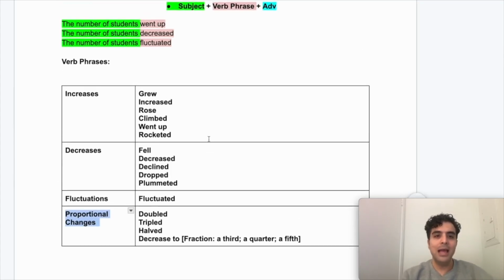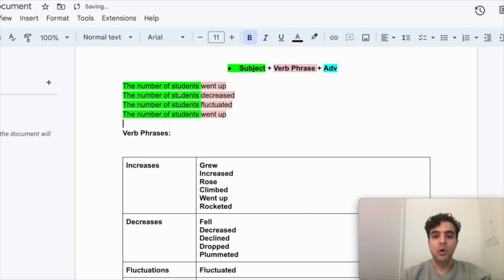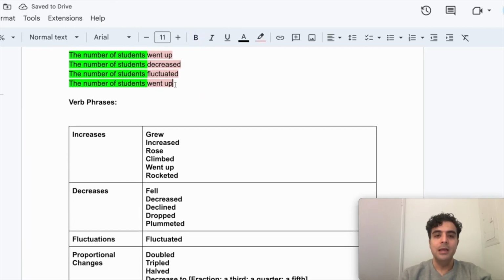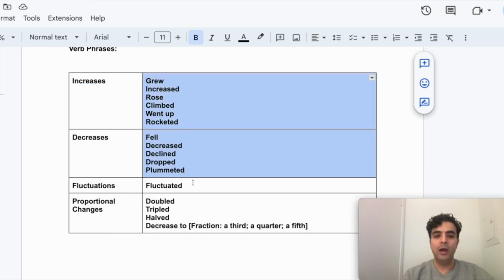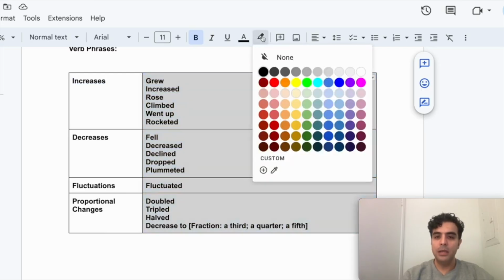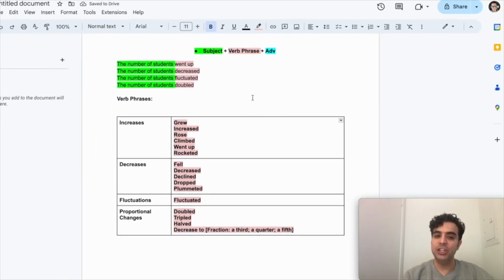So let's try to add one more example up here to describe these proportional changes. So how can we do that? Well, you could say the number of students, I'm just going to go with the first one, doubled, right? So we have all of our verbs very neatly classified here and broken down into categories based on what kind of change they are describing. Okay. So what about adverbs?